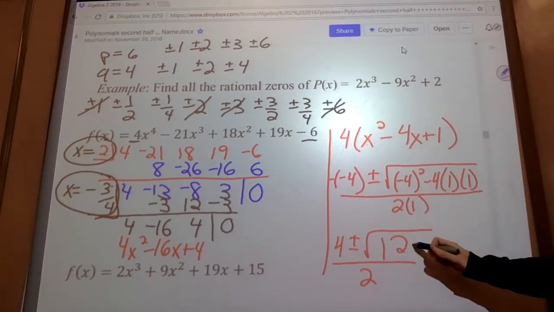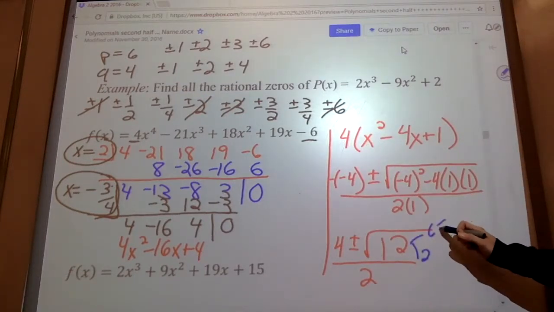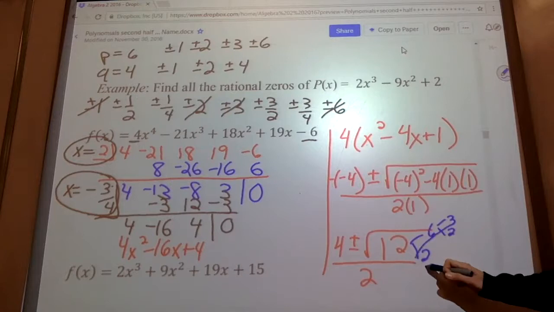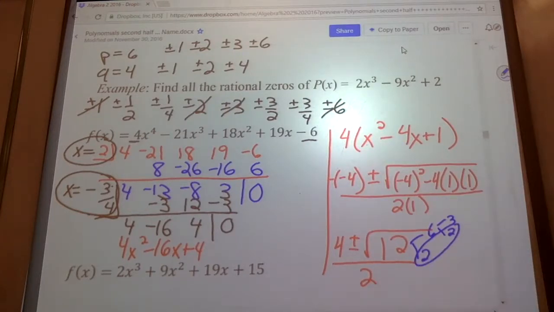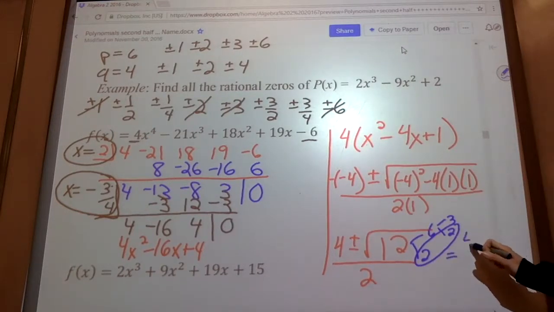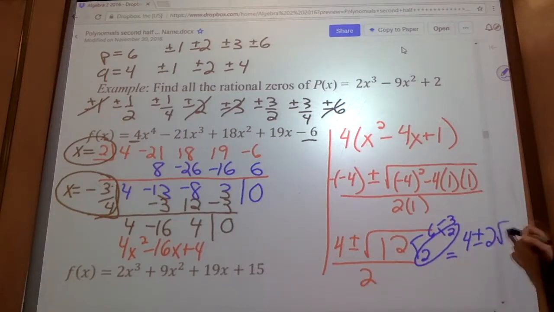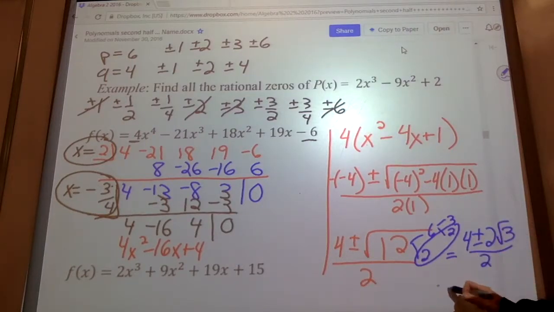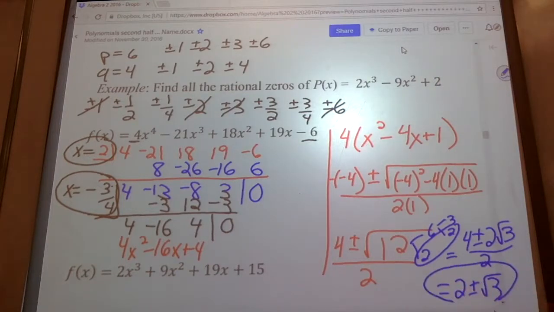So 12 is 6 and 2, and 6 is 3 and 2. I can take a 2 out. So I get 4 plus or minus 2 root 3 over 2, which I have to do one more step. And there's my last 2 roots. Okay? So I circle those 2.